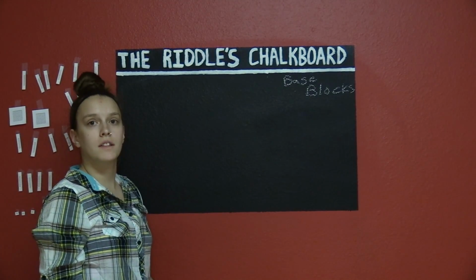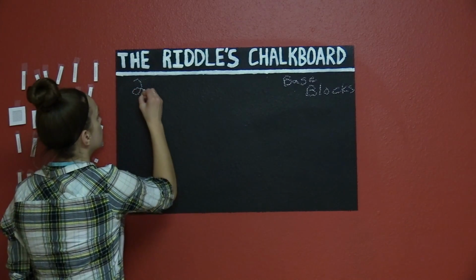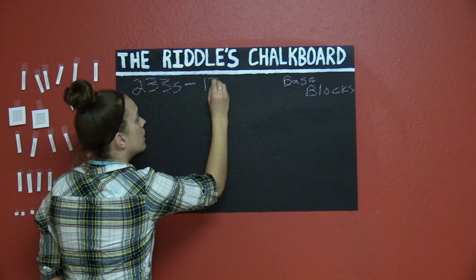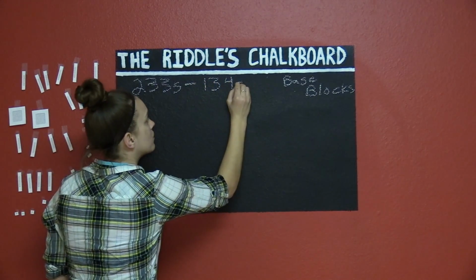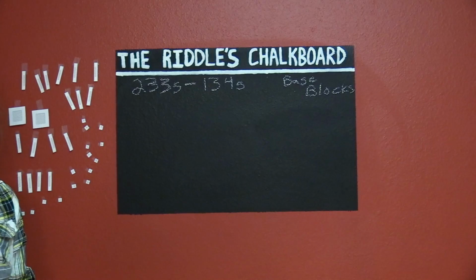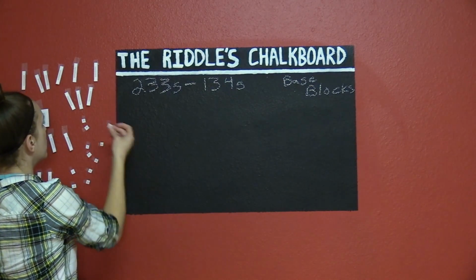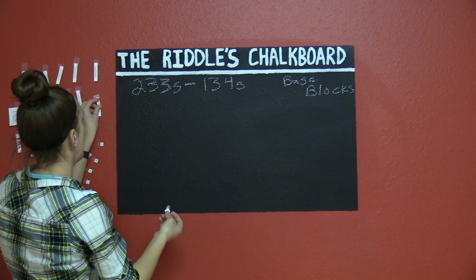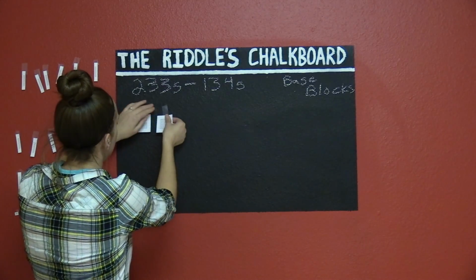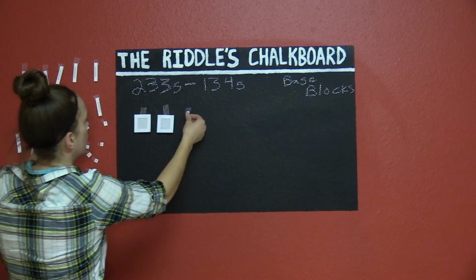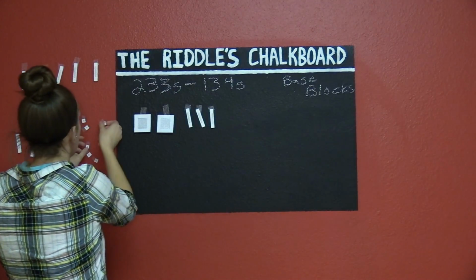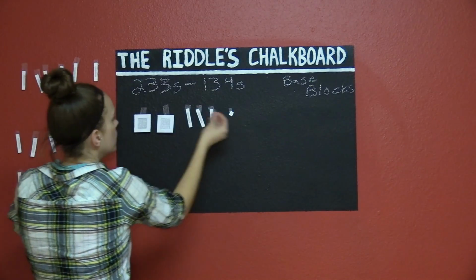Okay, now we're going to work on subtracting. So our problem is 233 base 5 minus 134 base 5. And we're going to do this using base blocks. So since we're in base 5, the units will equal 1, the rods will equal 5, and the flats will equal 25. So we're going to need 2 flats for 2, 3 rods, and 3 units.